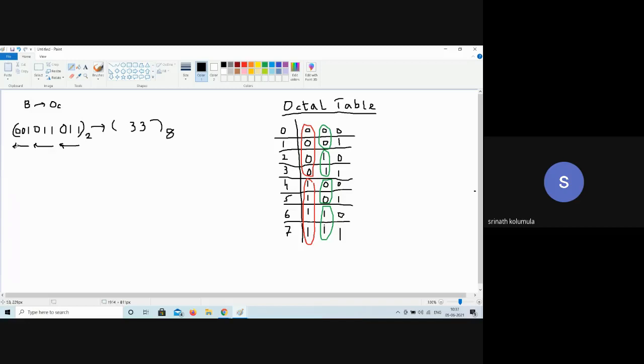Now I've got 3 bits. Tell me, this is corresponding with what? 0 0 1 corresponds with 1. So this is the octal equivalent of your binary number. Okay, people, you got it.